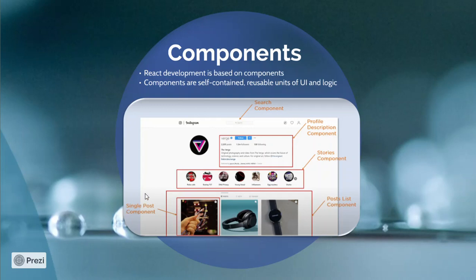Let's see here some examples of an Instagram web page. The web page is divided into several components. Each component has its own properties and functions. We have a search component, profile description component, stories component, post list component, single post component that make code easier to debug.